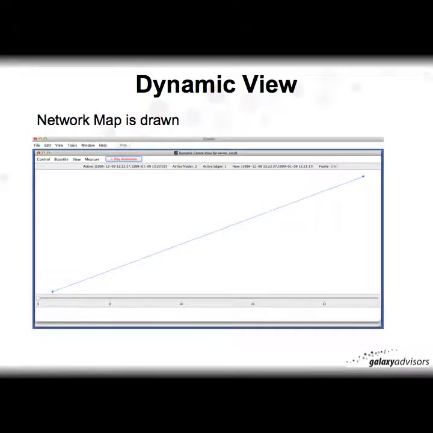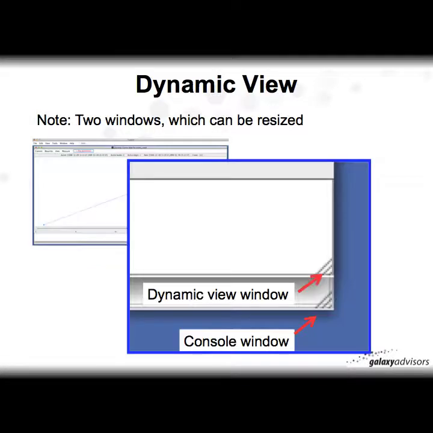Now, a network map is drawn. This is what the initial small Enron will look like, two little dots, and at the very bottom is a little month indicator of the number of months that the Enron data set has available. You can play the animation here, but what I'd like to point out is that in the lower right hand corner there are actually two windows. The top window is the dynamic view window, and at the very bottom is the console window.